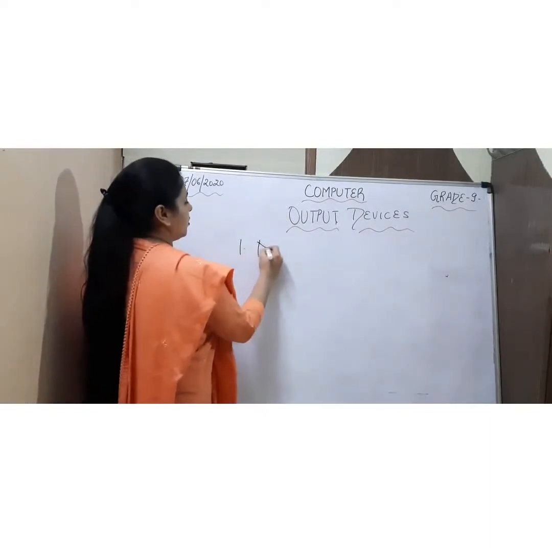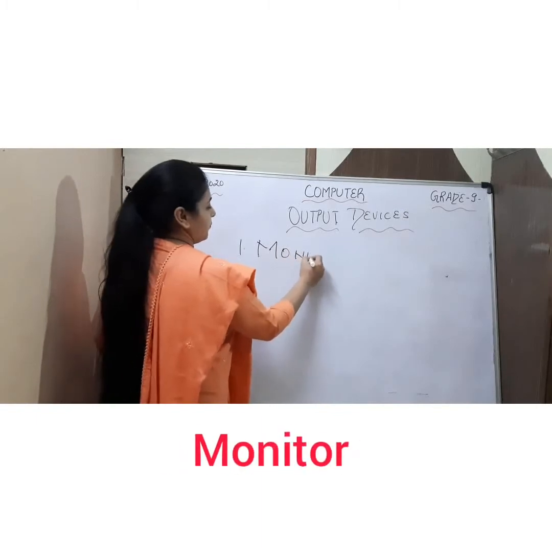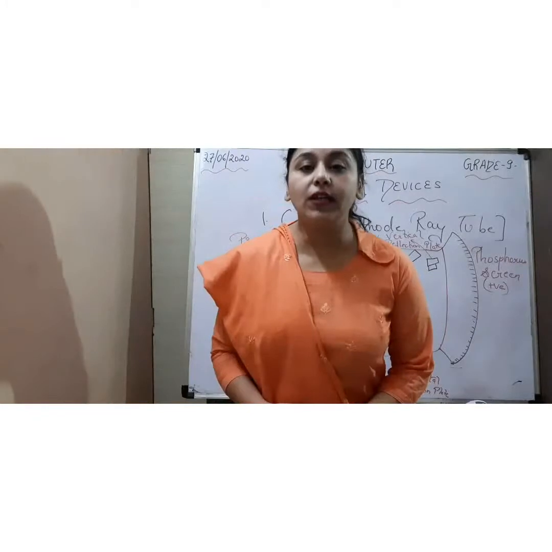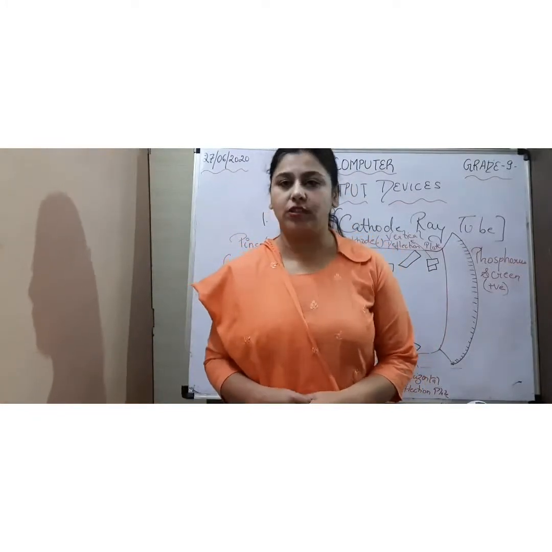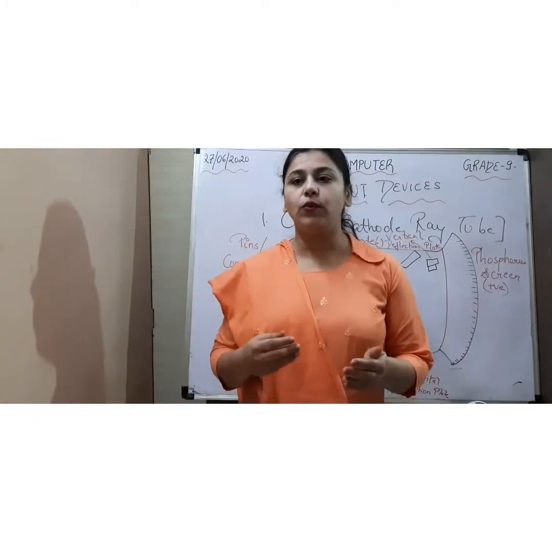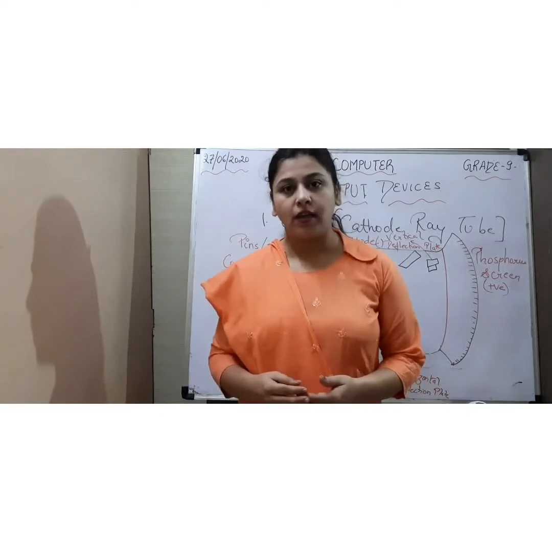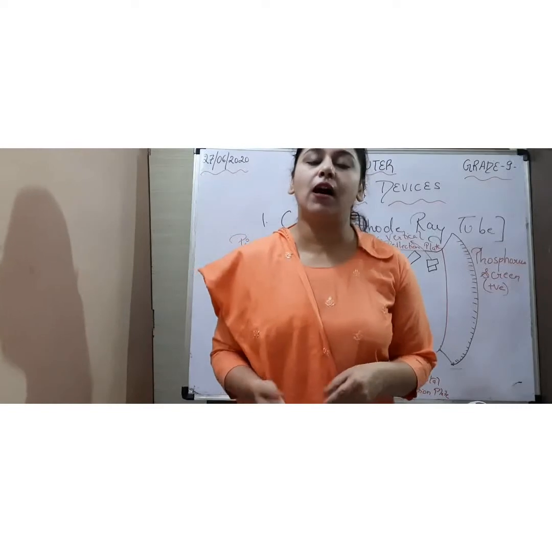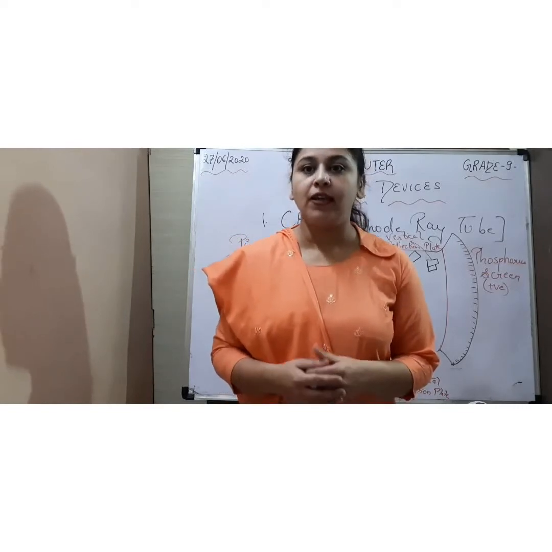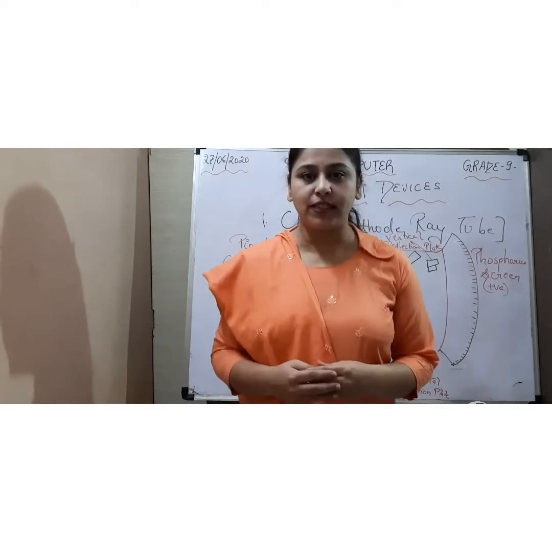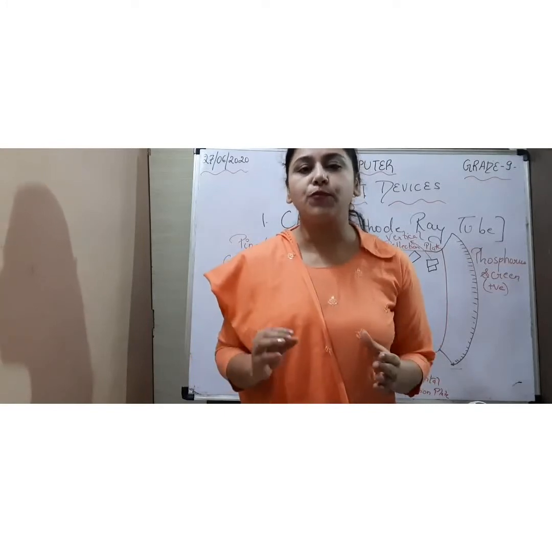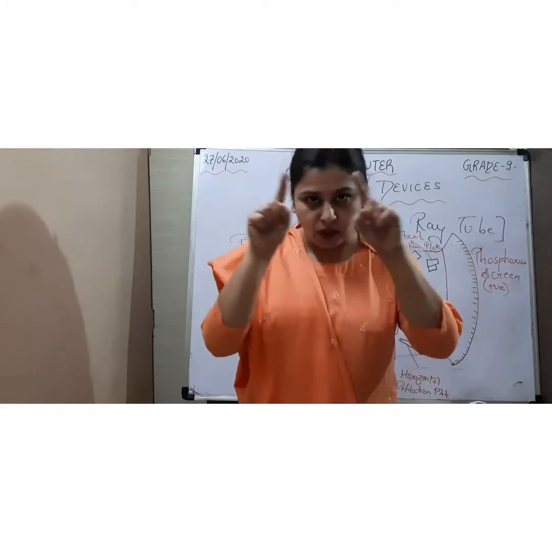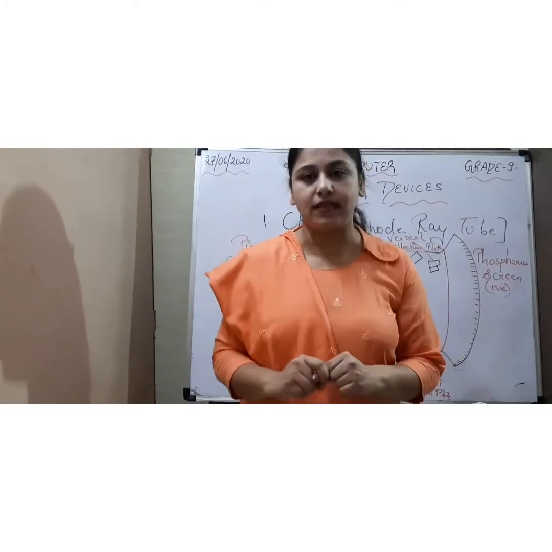My first output device is the monitor. So what is a monitor? The first output unit is the monitor. It is also called a visual display unit. Just like a TV, a monitor also displays the output on the screen. The picture on a monitor is made up of thousands of small colored dots, and these small dots that you see on the screen are known as pixels.